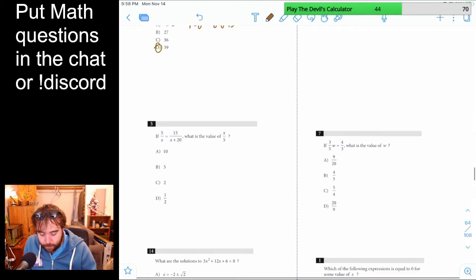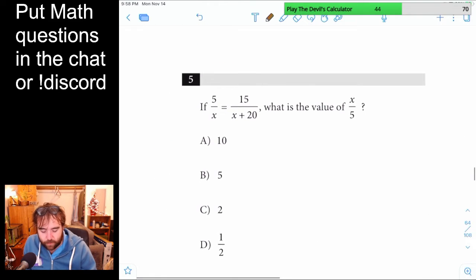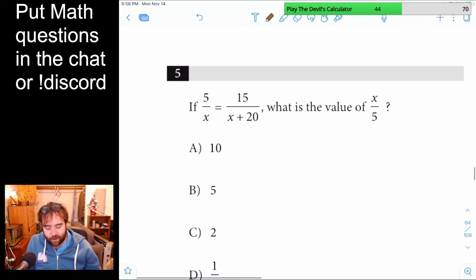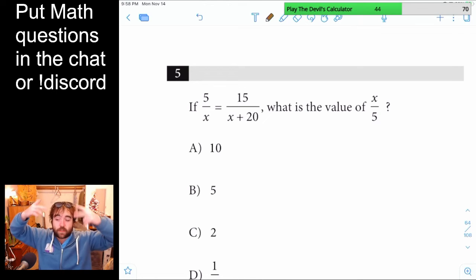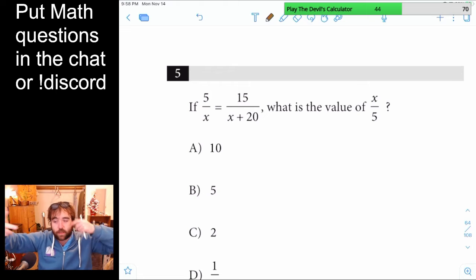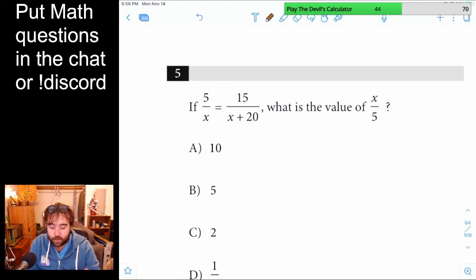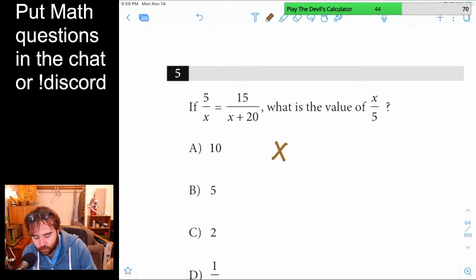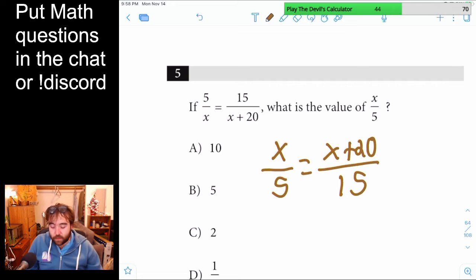Which is pretty cool. And here you might want to do something like that, but we still got to get x out of it. Like, for example, another super important tip: if you have a fraction equals a fraction, a valid thing to do is flip over both fractions, because you're doing it to both sides. So it's totally legal and truthful to say that x over 5 equals x plus 20 over 15, but that's not very helpful, because we want the number value of x over 5. So we have to solve for x.